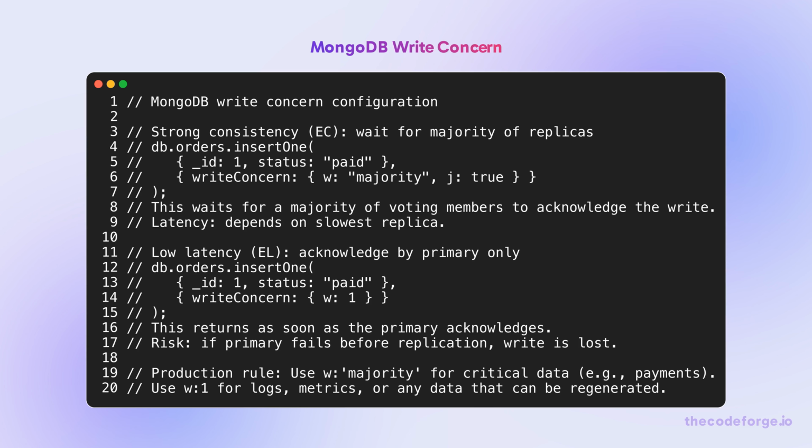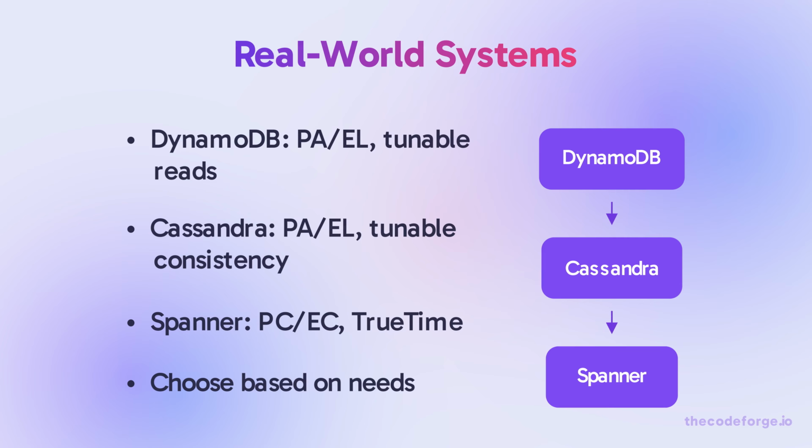In MongoDB, you can configure write concern per operation. w:majority gives strong consistency but waits for replicas. w:1 gives low latency but risks data loss. Choose based on criticality. Let's look at 3 production systems.